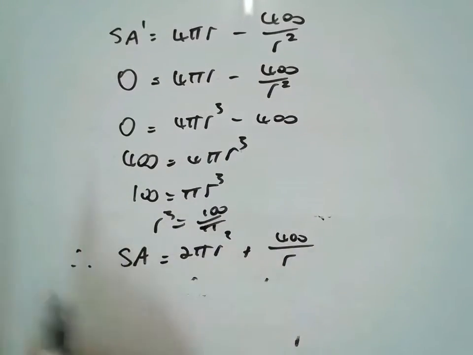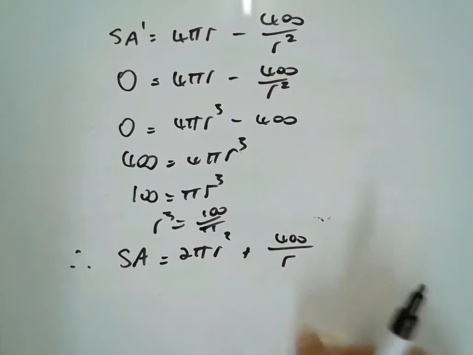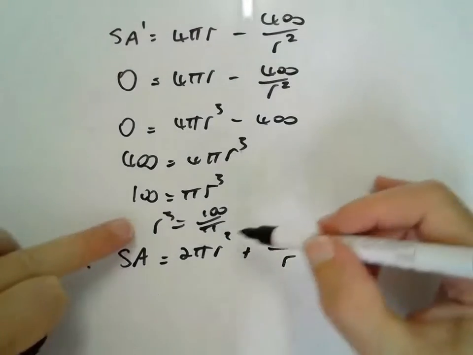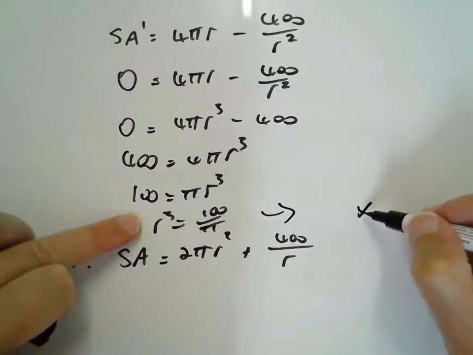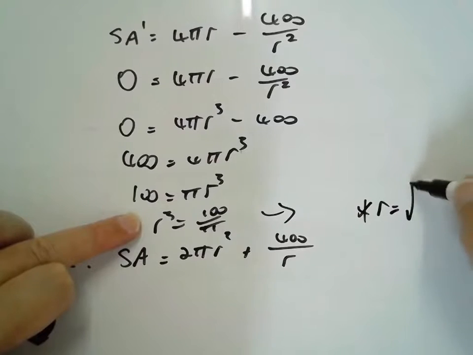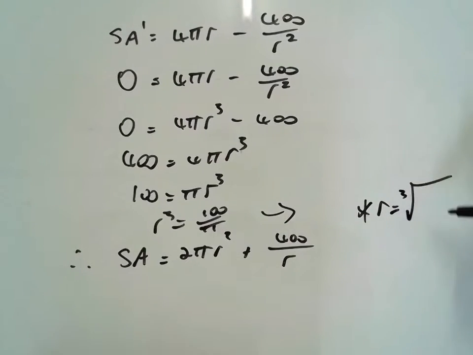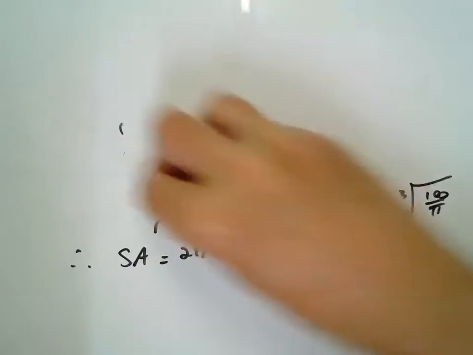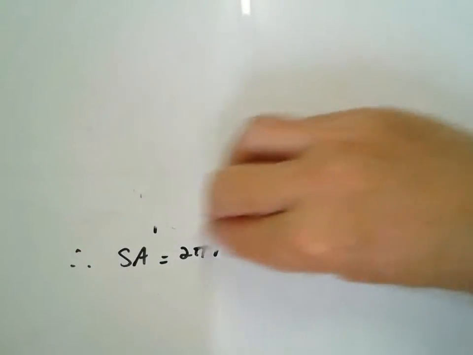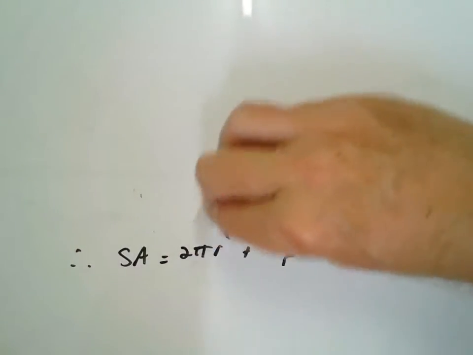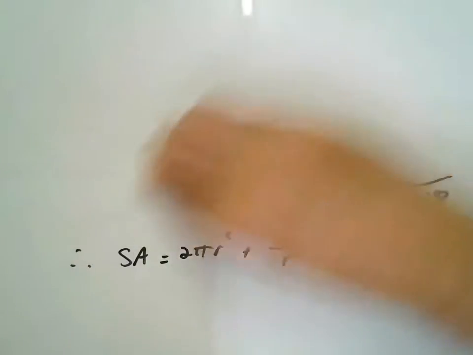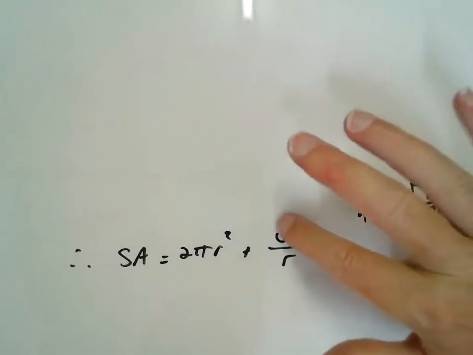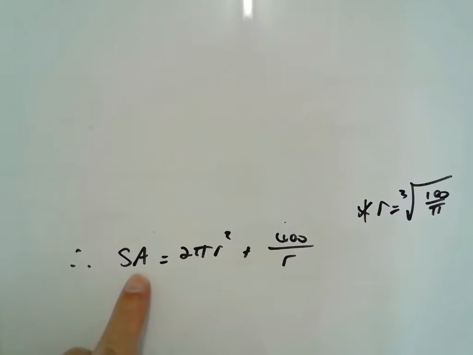I'm going to leave that SA there because I think I'm going to need it later and I don't want to rewrite it. I'll probably forget it. So here, r will equal the cubic root, because it's a cubed here, of 100 on pi. And we can get rid of all of that, because I'm pretty sure the question says to find the minimum surface area.